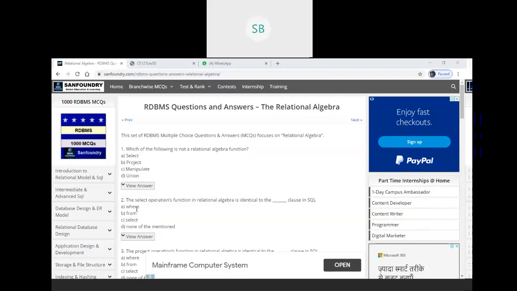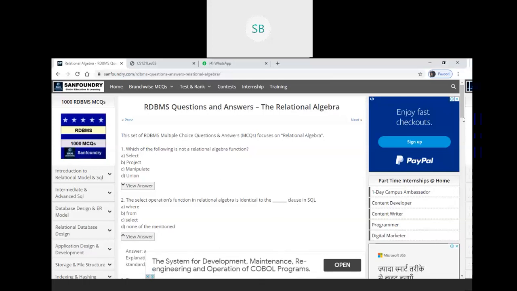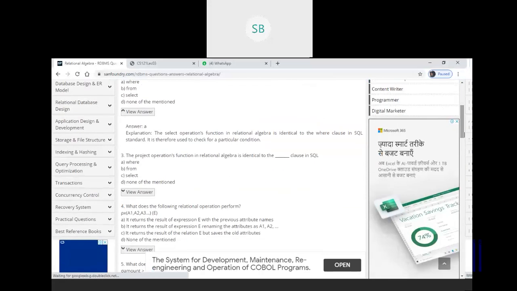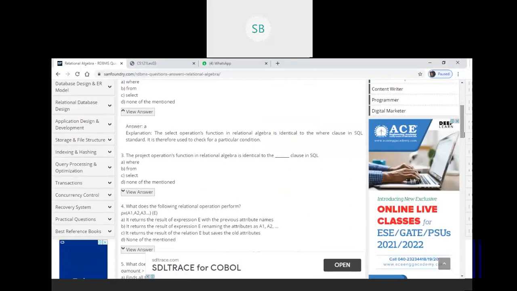What does the select operator do in SQL? We go for selecting the columns, right? Here, in relational algebra, it works on the tuples. I told you it will be different. You can find the answer here, and you can go for these online questions also. It is available to everyone.